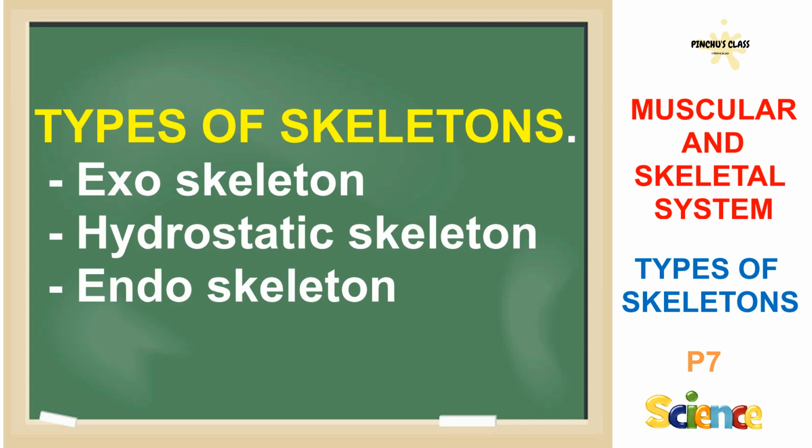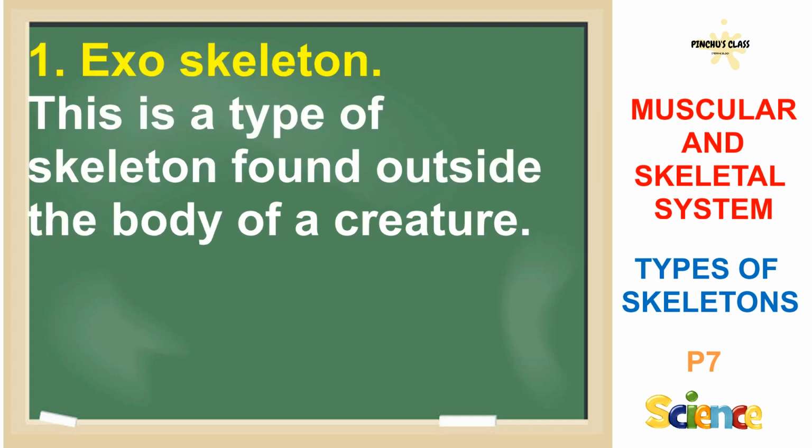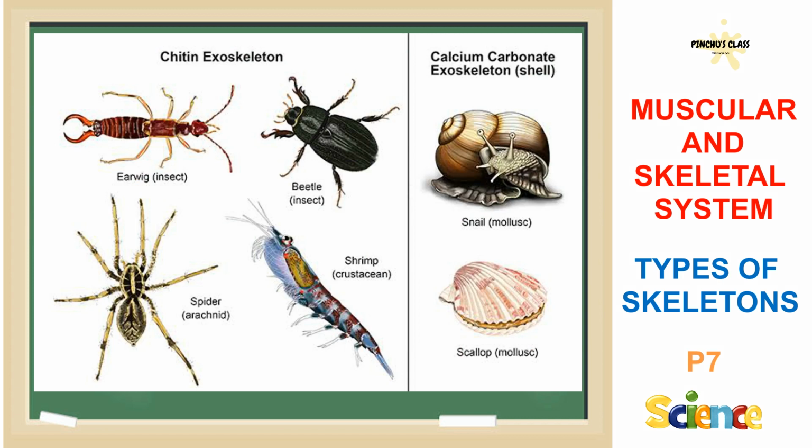There are actually 3 types of skeletons. We have the exoskeleton, we have the hydrostatic skeleton, and the endoskeleton. The exoskeleton is a type of skeleton found outside the body of a creature. Yes, you hear the word exo. Exo means outside. So exoskeleton means the outside part of the body. So the hard material is formed on the outside part of the body. It's not inside, but rather outside.